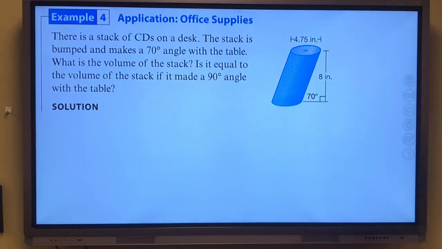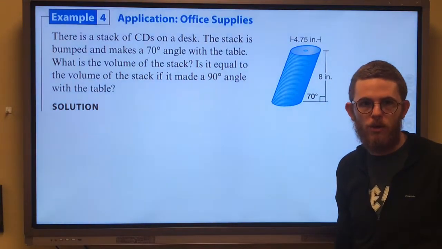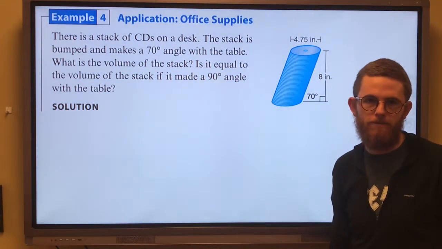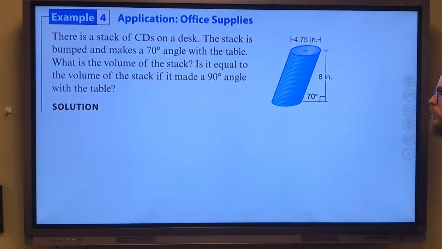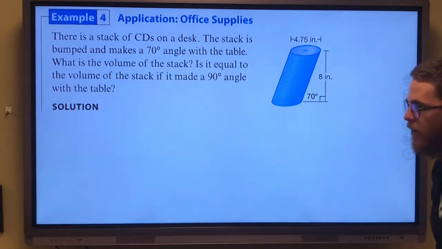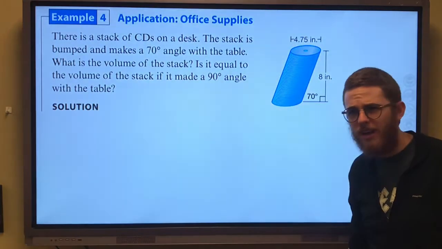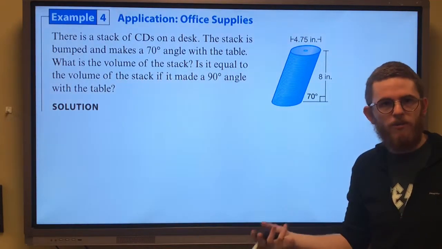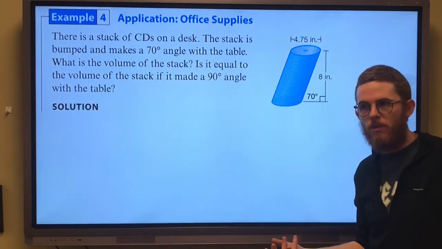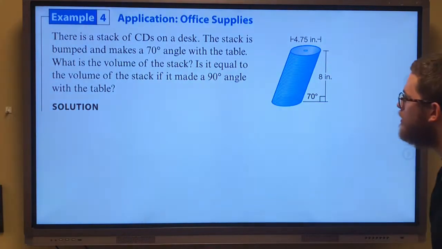Take a look here. There's a stack of CDs on a desk. You may not know what a CD is, but it's kind of like a Blu-ray that plays music. So if you need to imagine those as Blu-rays, you can. The stack is bumped and makes a 70-degree angle with the table. Now, if the stack of CDs is standing straight up, or if it is leaning over to the side, it's still the same amount of CDs. It's still taking up the same amount of space in your room.